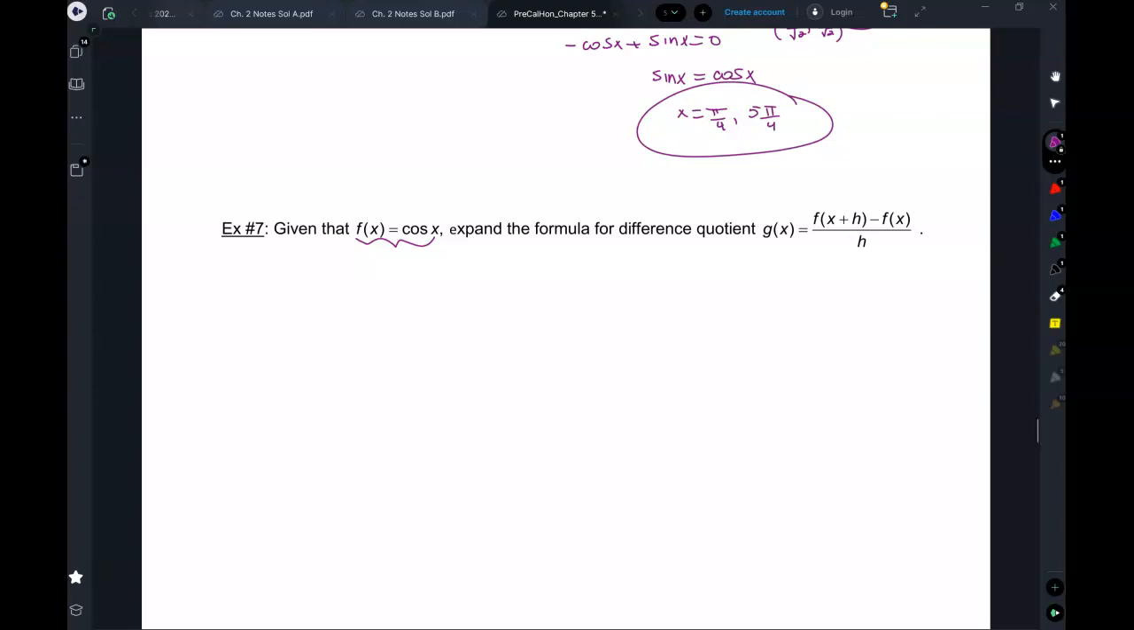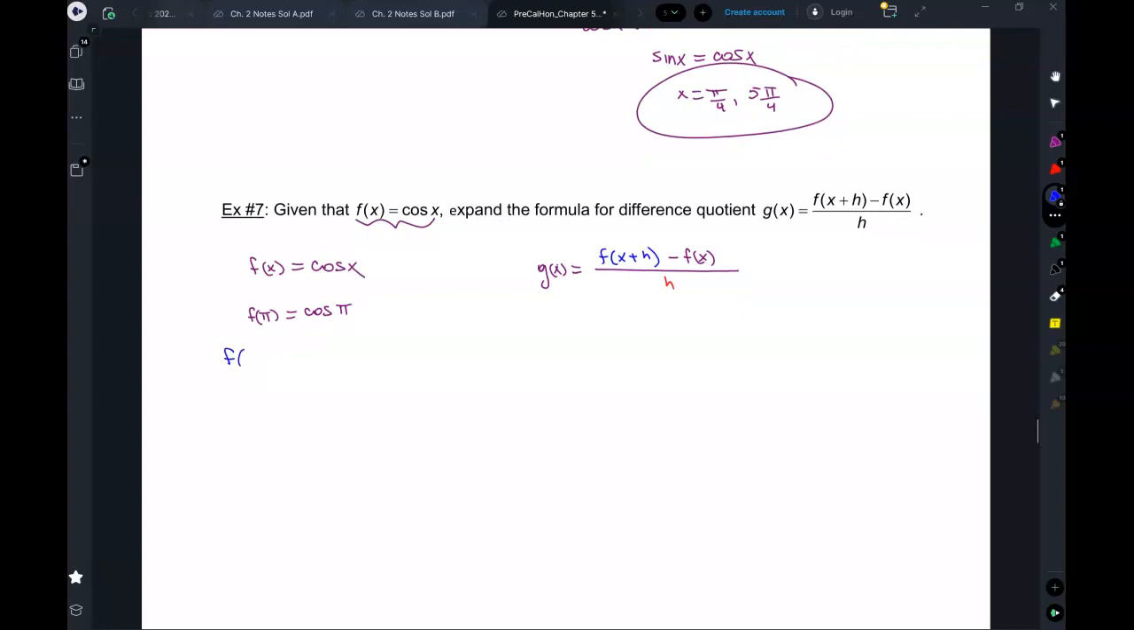Almost. So remember how, this is f of x equal to cosine x, right? Remember how when I would say, for example, what's f of pi? What would you do? Cosine of pi, right? If I say f of a, what would it be? Cosine of a. Now, what we're going to do is we're going to build this. G of x is equal to f of x plus h minus f of x over h. So these are three different things. So f of pi would be this.